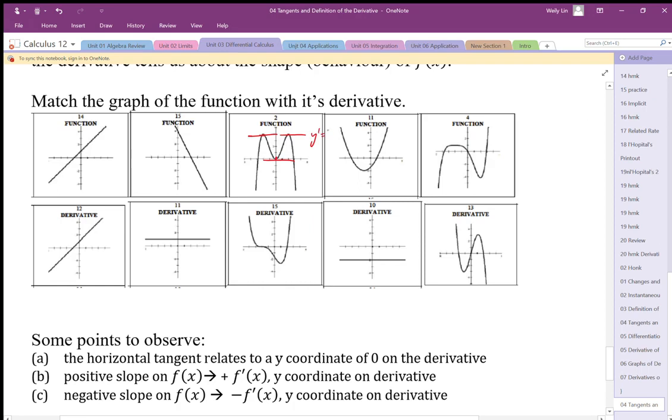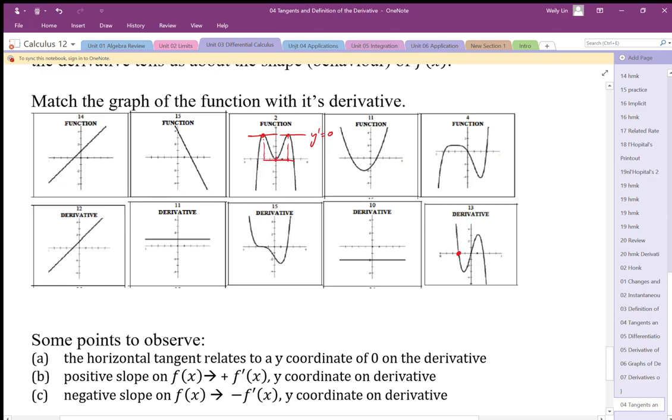Y prime equals 0. So what that means is, at those x coordinates, I should expect the derivative to go through the x-axis, or the derivative equal to 0. Looking at these, this one should have 3 points where it crosses 0. If I look here, there's only 1 here, kind of 2 here, none here. This one has 1, 2, 3. And not only that, notice where they cross 0. That's where my slope 0 happens.